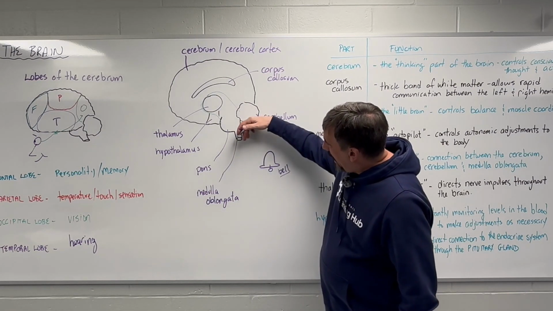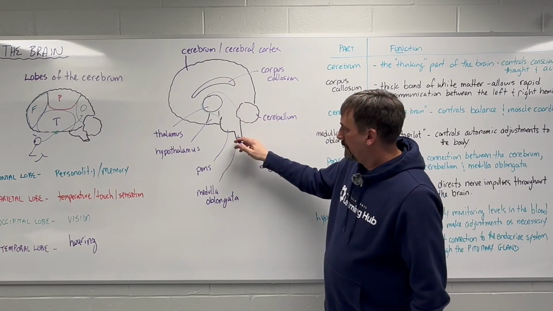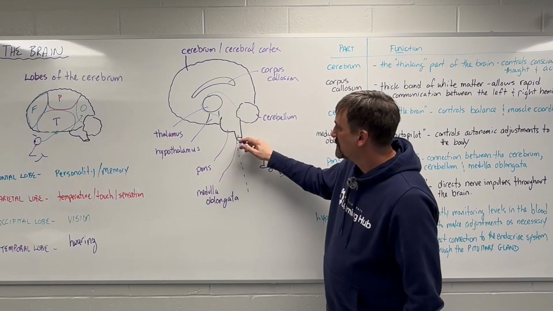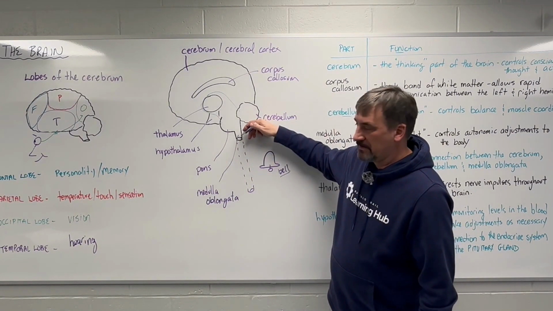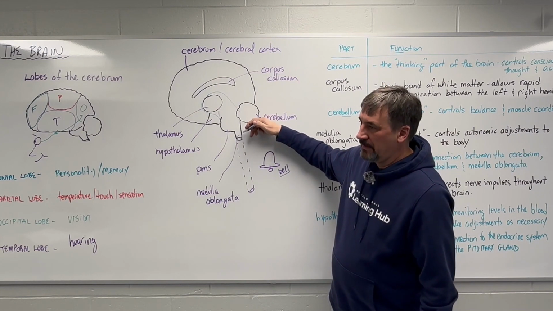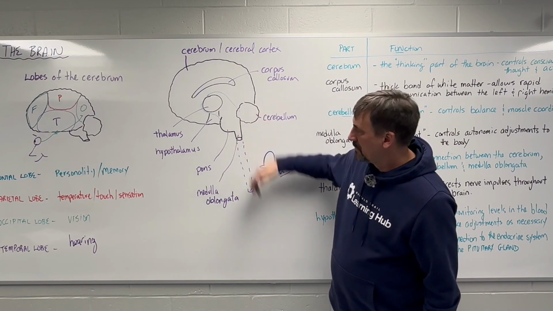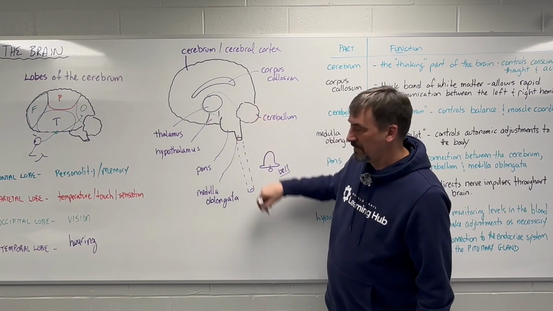So below that is the spinal cord. If your picture shows the brain, and you see a little bump down here, then that's the medulla, because the spinal cord comes out of the medulla and would be lower down.